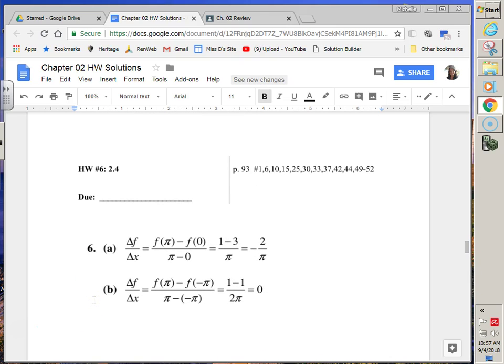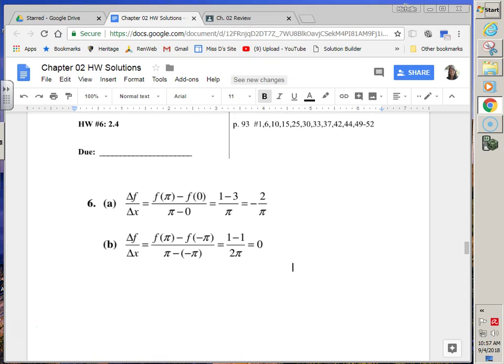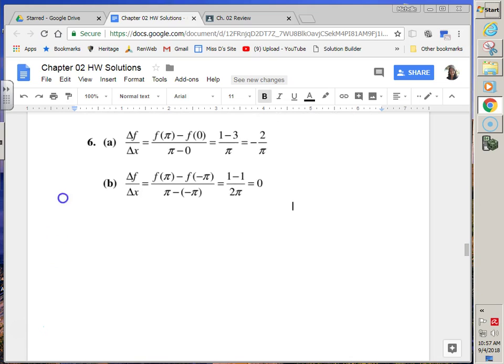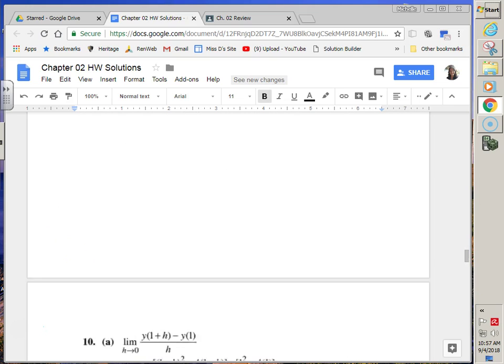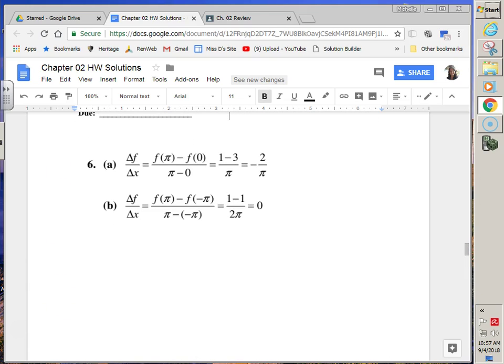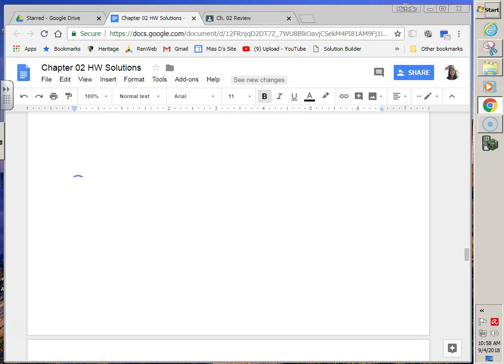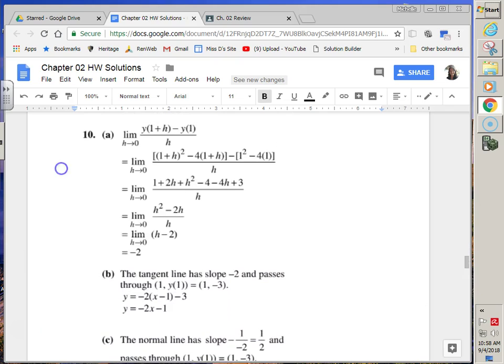Number 6. Not that any of you cared about that explanation, but here we go. A, -2/pi. Do you see the negative sign? It was secant lines, right? Nice. So -2/pi, and then B is 0. Anybody else? Okay, -2/pi and then 0. Number 10. A is -2.